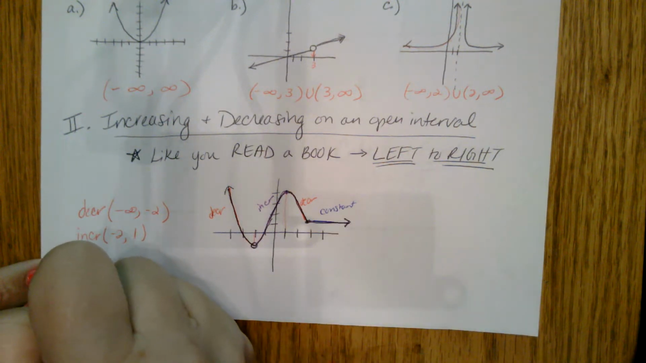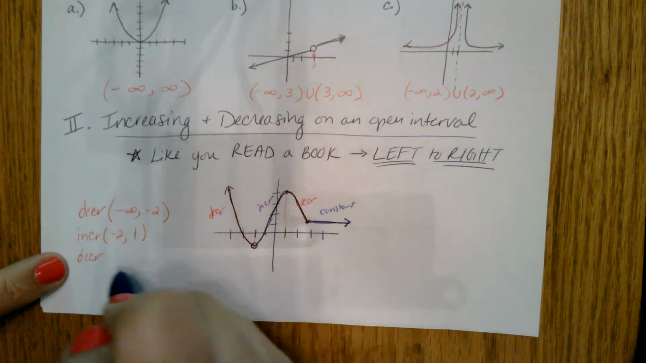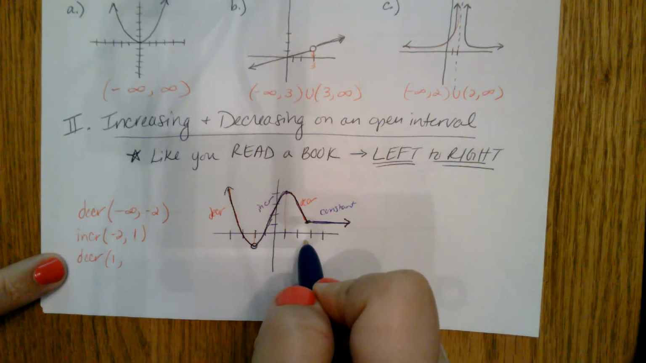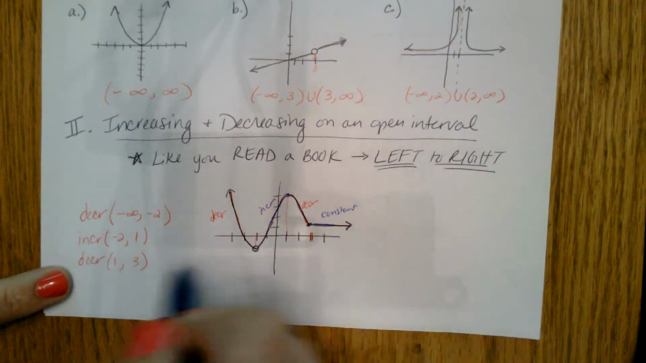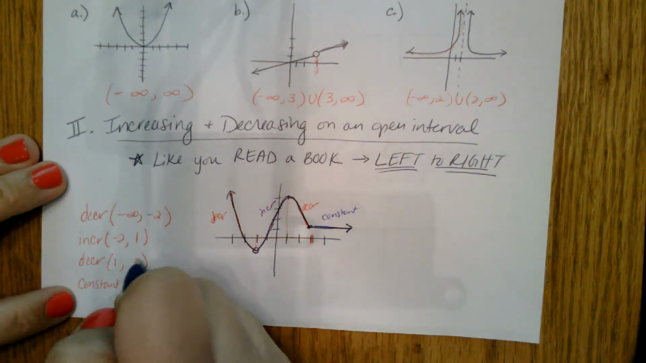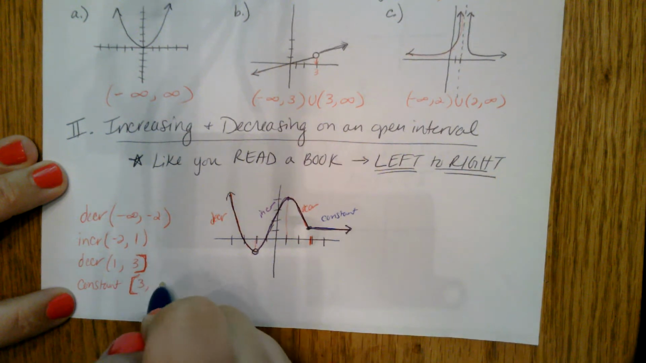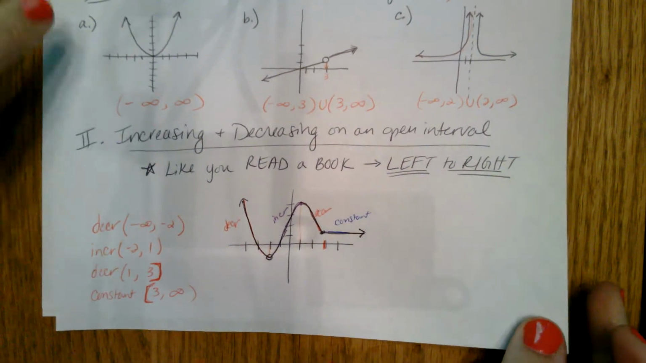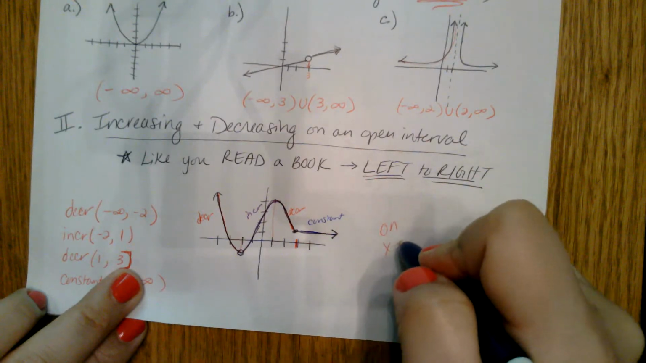Then I decrease again. So you could actually write united with, but I was running out of room, so I'm just going to write it again down here. From 1 to about, I kind of think I shifted that. I think I meant to put it at 3. And then I am constant from 3. Actually, I can close that bracket because that is a closed dot. From 3 to infinity. Okay? So again, very similar to intervals of continuity. It's along the x-axis. On the x-axis.